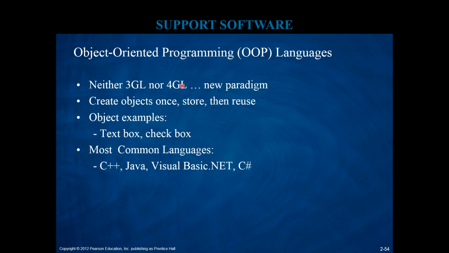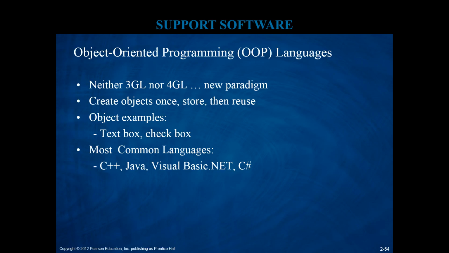Object-oriented programming languages, I think sometimes they're included in the third generation category, but some people argue that this is a new paradigm because they're not procedural. Again, I'm sure at least some of you are quite familiar with the object-oriented paradigm. Typical object-oriented languages include C++, which seems to be like an object-oriented version of C, Java, Visual Basic.NET, C#.